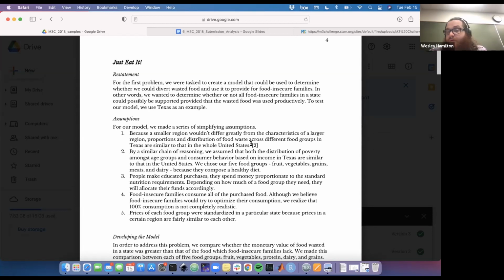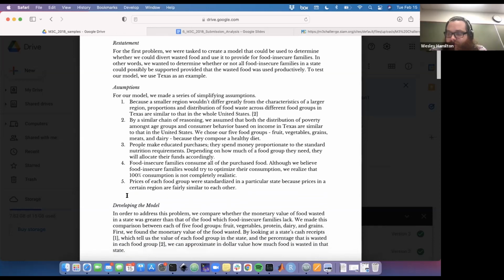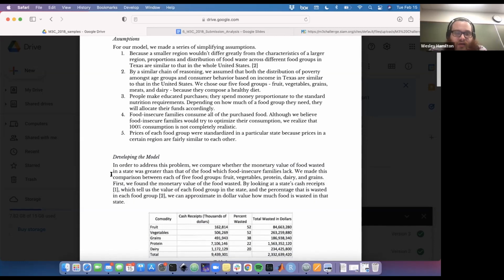And it looks like they give a reference. Great. They have a few other assumptions that we won't read through, but so far the assumptions look pretty solid. Okay, scroll down a little bit. They say, okay, let's develop the model.